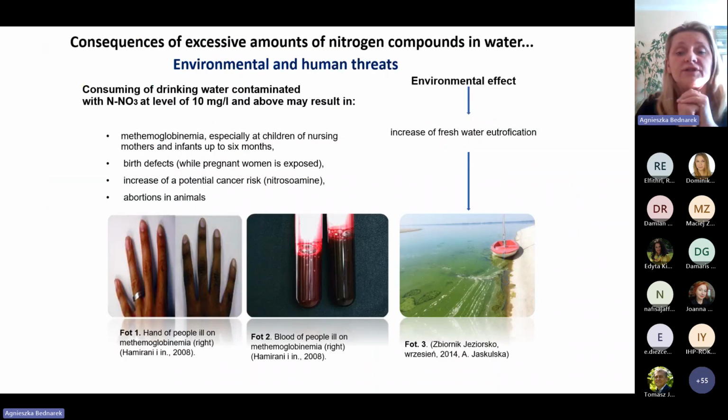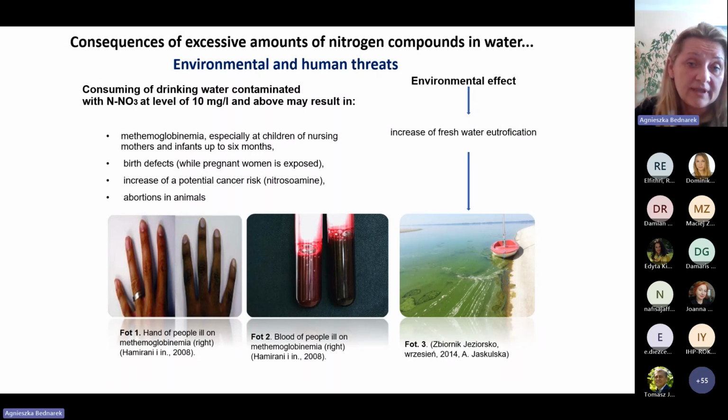Why is all that so dangerous? Because the outflow of nitrogen from the catchment, from the rural area to the freshwater ecosystem, increases eutrophication. This is the environmental point of view. But there are also situations when this nitrogen load can go to shallow dug wells, and this water can be used as drinking water, and that gives a lot of human threats.